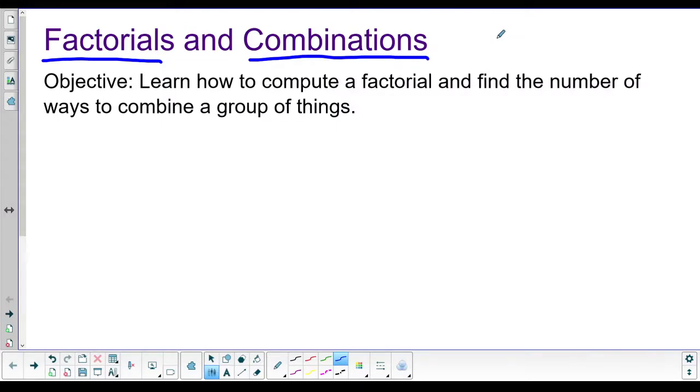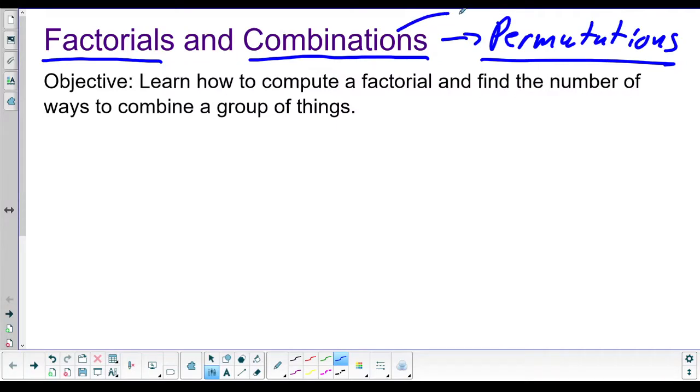We are also going to make a little pit stop and talk about these things called permutations as well. These are like an easier version of combinations because there's less restrictions on them. But we'll talk about them. They're related to factorials. You kind of need them for combinations, but we'll get there.